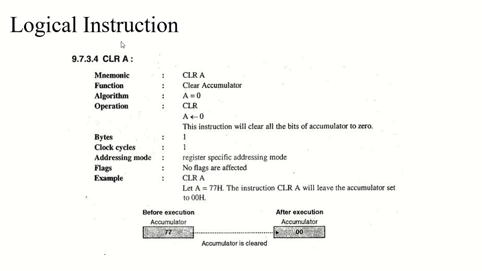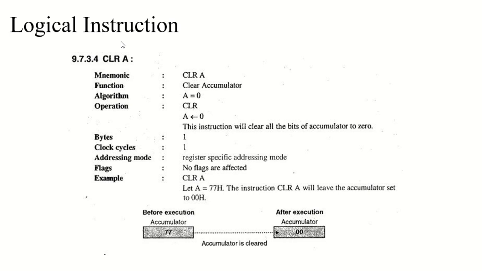And similar to this, we have CPL A as well. It is called complement accumulator, and that instruction will complement all the bits of the accumulator. By complement I mean the one's complement of the number in the accumulator will be taken. So bits previously containing 1 are changed to 0 and 0 will be changed to 1.